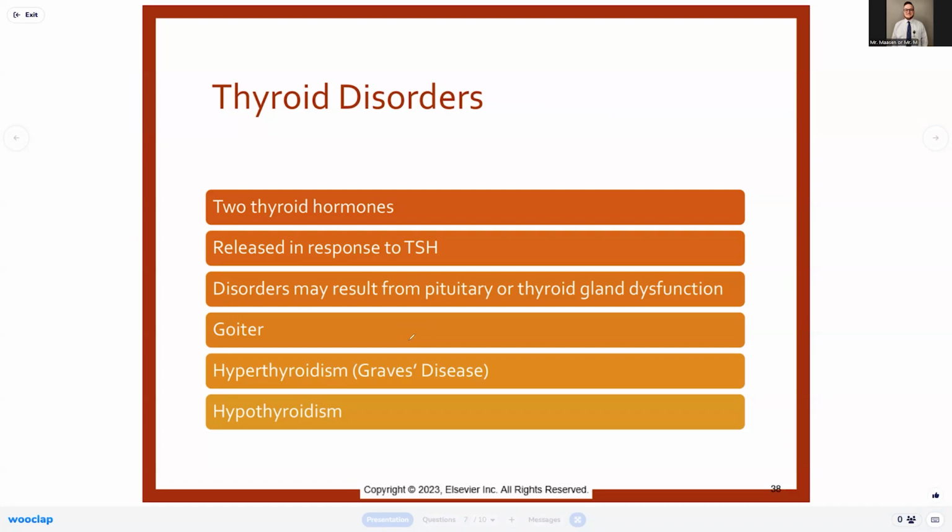And thyroid also does release what's called calcitonin. Calcitonin is a hormone that's designed to decrease calcium blood levels to counteract parathyroid hormone, but it's not always released as often. Typically, parathyroid hormone is the one in control of that system most of the time. But things that may develop are, again, pituitary and thyroid gland dysfunctions.